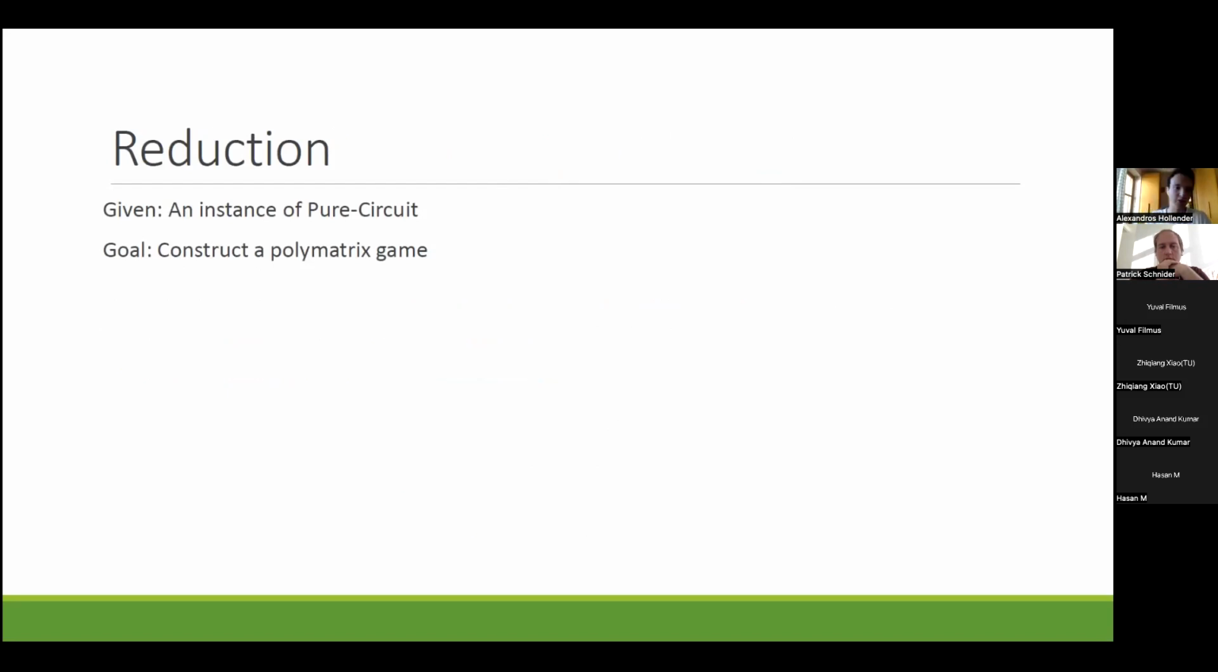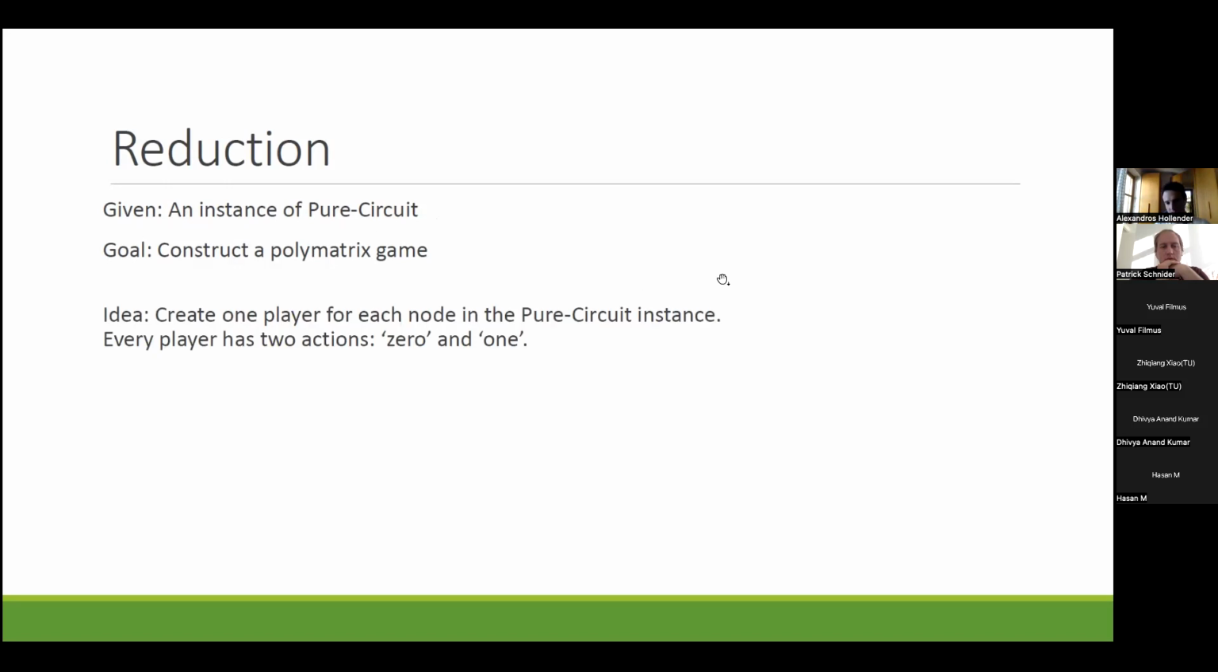So we want to reduce from the PureCircuit problem to the problem of computing an approximate equilibrium for a polymatrix game. This means that given an instance of PureCircuit, we have to provide a polynomial time construction that gives you a polymatrix game. And the reduction is going to be quite straightforward. Okay, so we're given this instance of PureCircuit. And what we're going to do is create one player for each node of the PureCircuit instance. Okay, so this is just going to be a one-to-one thing. For every node of the PureCircuit instance, we create a corresponding player in the game.